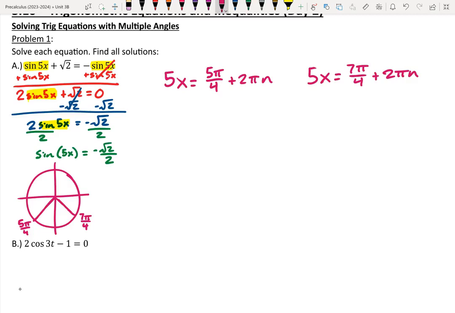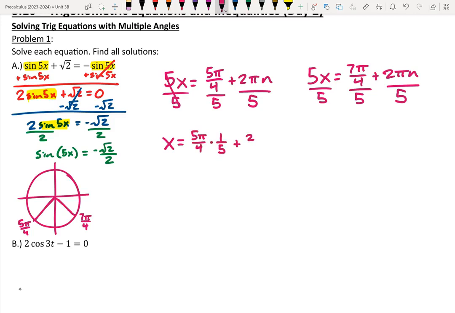And how do I solve and get rid of the 5? What do we do, guys? We divide it. So I'm going to divide 5 into all of this on each one. Divide 5. Now here, that will finally give me my x. Now, we've done this quite a number of times. What is the same as dividing by 5? Multiplying by what? So I have 5 pi over 4 times 1 over 5. And this one I can just write as 2 pi n over 5.